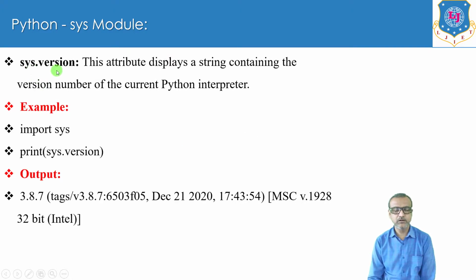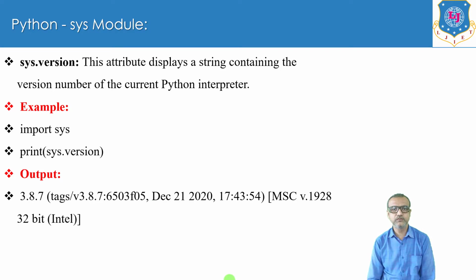Now sys.version. So what will it do? This attribute displays a string containing the version number of the current Python interpreter. For example, we always have to write import sys module first, then print of sys.version will give us the version of the Python interpreter. So that is the output. The version of the Python interpreter is 3.8.7.